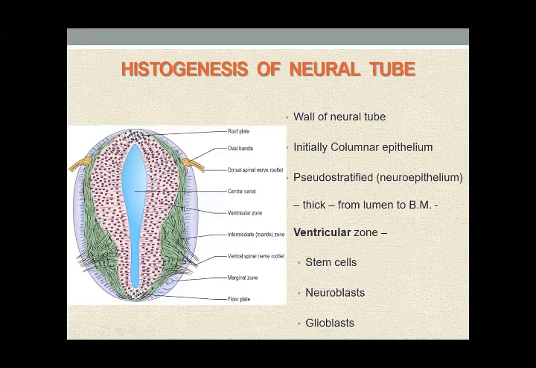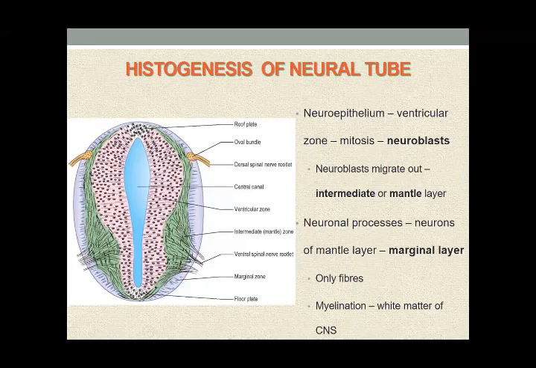Over here you can see this basement membrane. These cells start from the basement membrane and go as far as the lumen. And this is the site where I told you there are tight junctions. So the cells present in between, which make up the pseudostratified epithelium, are formed by stem cells, neuroblasts, and glioblasts.